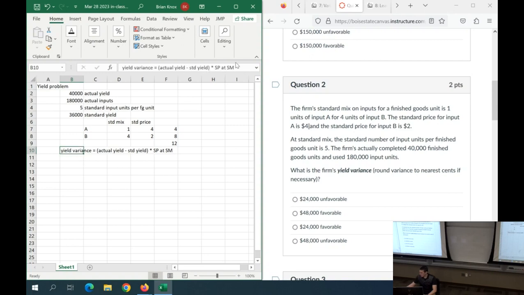That's what that means. SP at SM is standard price at standard mix. So we have actual yield. No, we'll put parentheses. Actual yield minus standard yield times our standard price at standard mix. So it should be $48,000, and we said it was favorable as well. How's it looking?